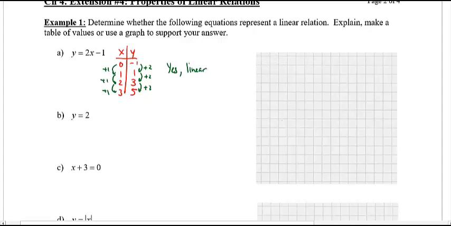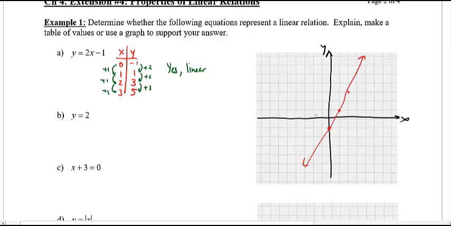Now, you could graph this out as well. I will do that for this one. Let me just quickly draw. Oops, not so nice. Try and do it freehand. X, Y, and for part A, (0, -1), (1, 1), (2, 3), (3, 5). Hopefully you can see, yes, it's on a line.